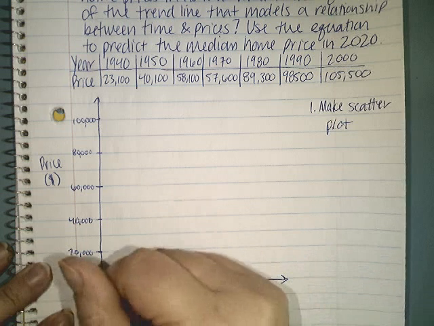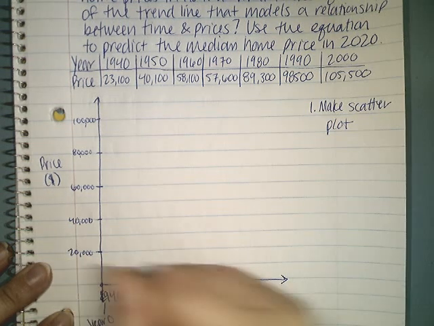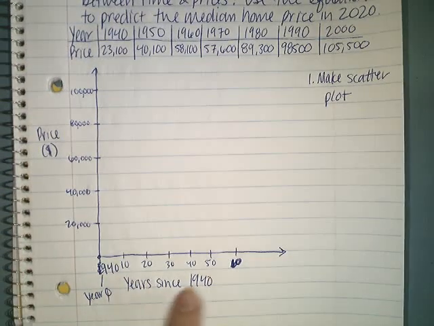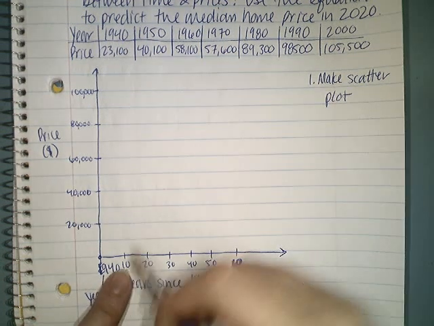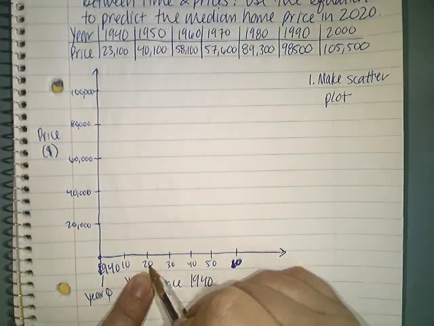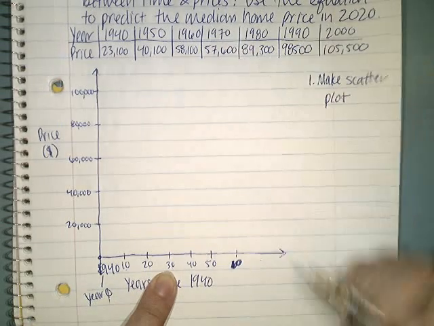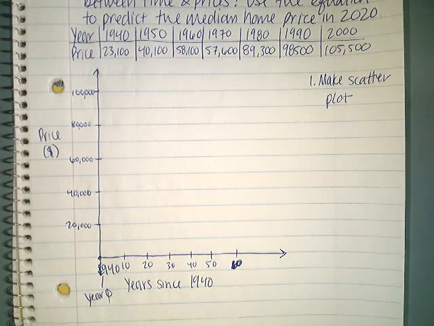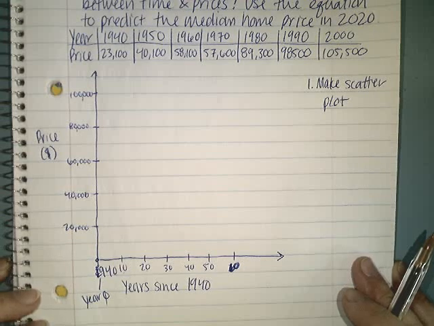So I started in 1940, that's year 0. So 1940 is year 0, and this is the years since 1940, so I have 10, 20, 30, 40, 50. So 1940 plus 10 gives me 1950, 1940 plus 20 gives me 1960, 1940 plus 30 is 1970. So my x-axis is my years since 1940. Okay, so I've made my grid.